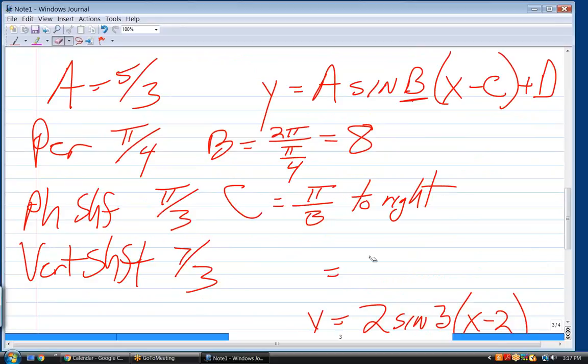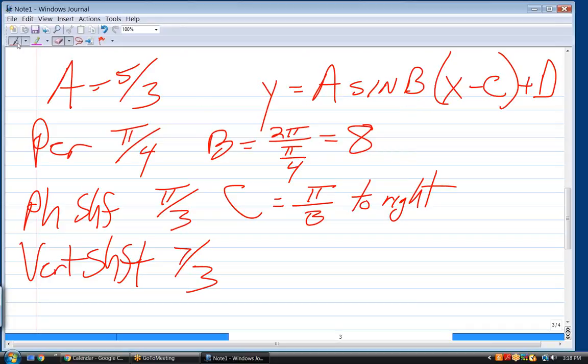It doesn't really matter for B. Notice that B is 8, whether that B is inside the parentheses or outside. The thing that matters the most is what happens to the phase shift. If the B is outside the parentheses, then the phase shift is C. If the B is inside the parentheses, the phase shift is C divided by B.